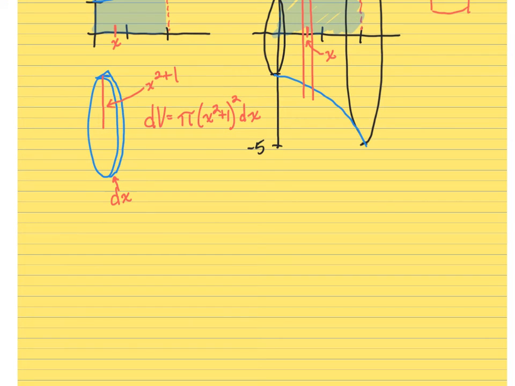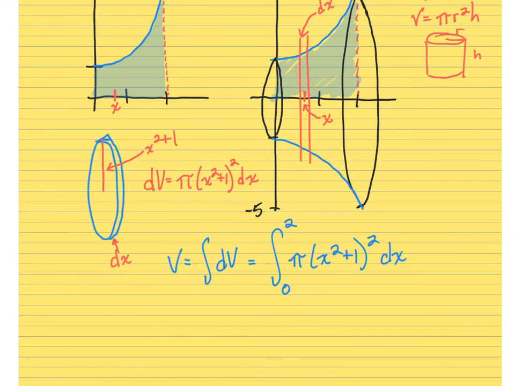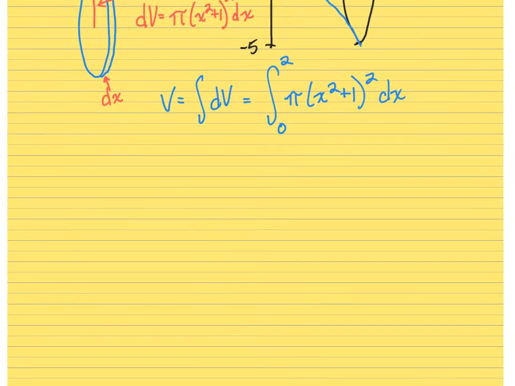And so if I want to find the volume of the entire solid, I integrate or add up all of those little volumes. So it's going to look like this. We'll put in pi times x squared plus 1 squared dx. We started slicing at 0. We stopped slicing at 2. And so that is going to be the integral we need to evaluate in order to find this volume.